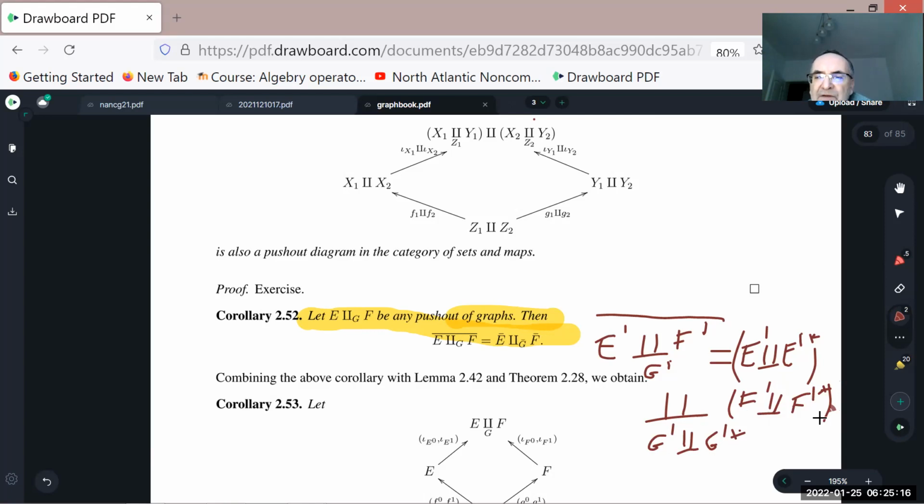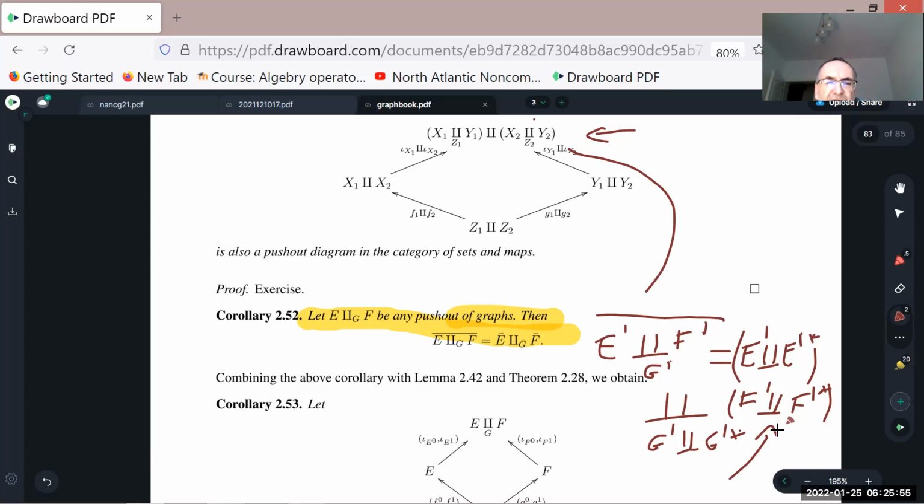So basically what I have on the right hand side is nothing but the push out of disjoint unions, okay, and what I have on the left hand side is the disjoint union of push outs. I'm saying that by trivial verification, this is the same as the push out of the disjoint unions, which is what you have over here, okay. So this way you can conclude this corollary, which is very useful.